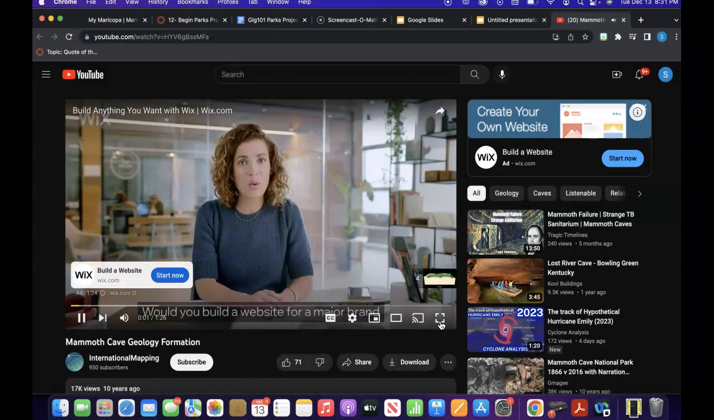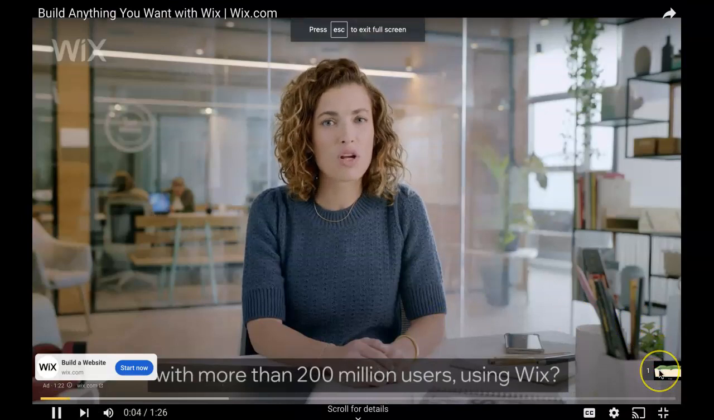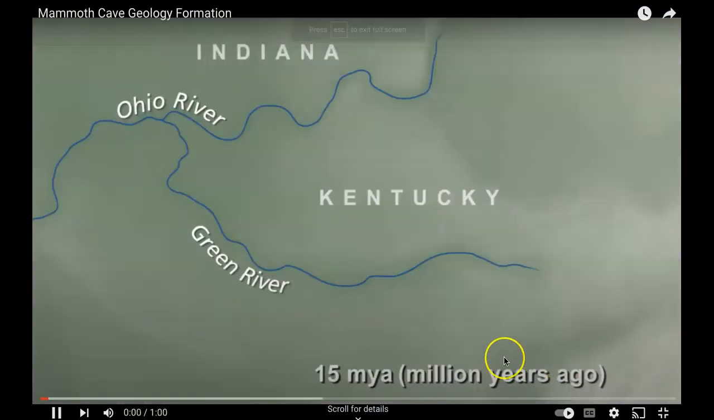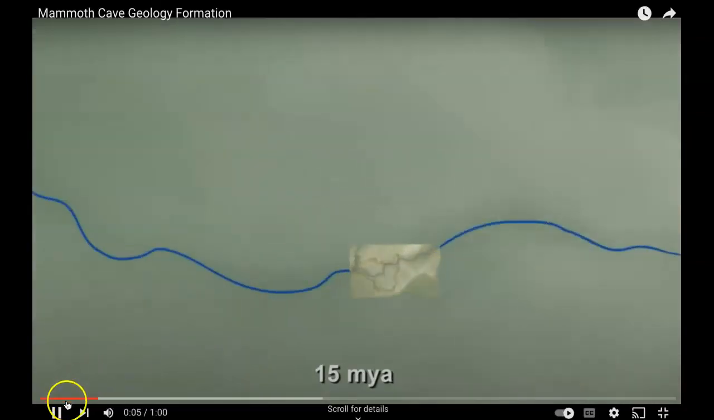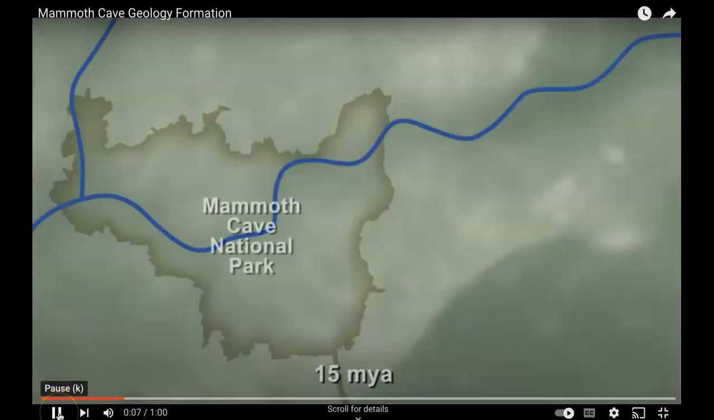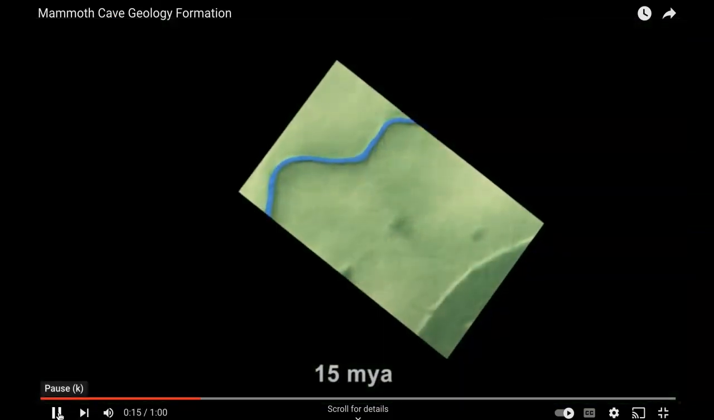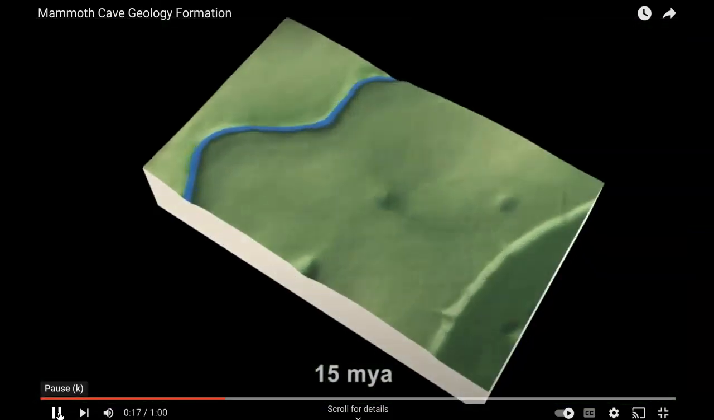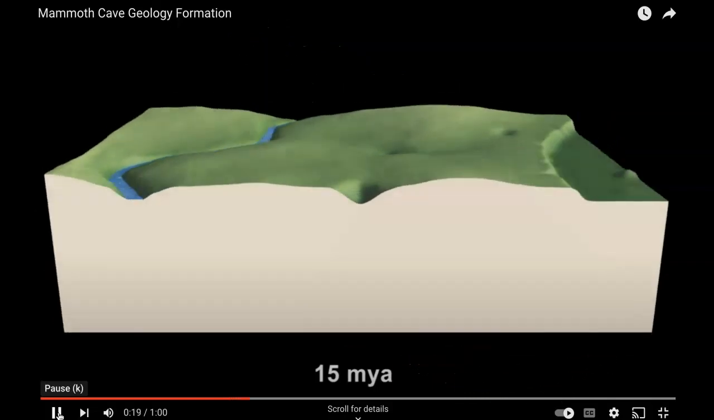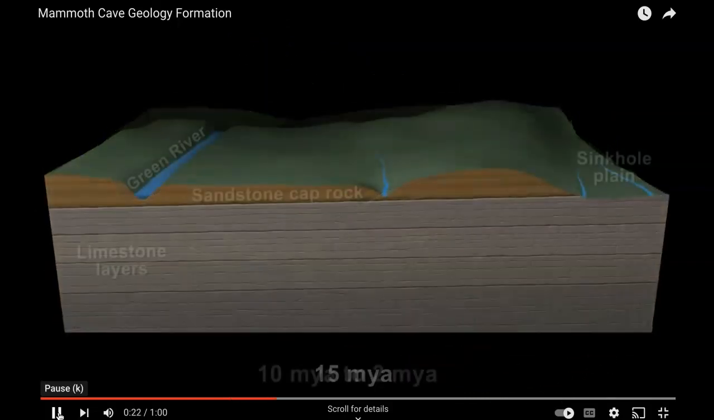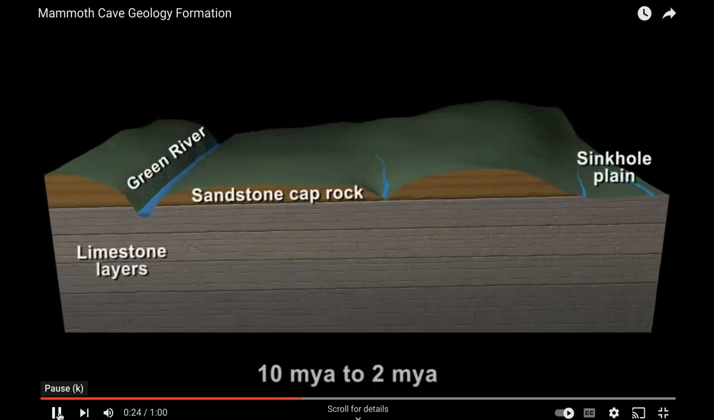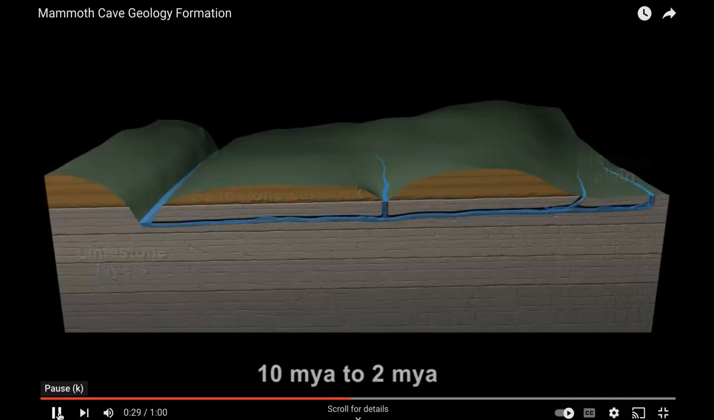Question: would you build a website for a major brand with more than 200 million? And you're going to see that the water is able to flow through the limestone, creating these passages.